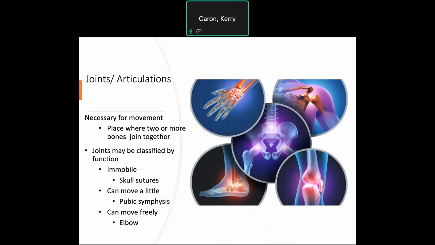Okay, so I mentioned that articulations just means joints, and these are necessary for movement. Joints or articulations are a place where two or more bones join together. Some of them are immobile, like in our skull. Some of them can move a little bit, like the pubic symphysis in our pelvis, to allow a head to pass through. And some of them move freely, like our elbow.